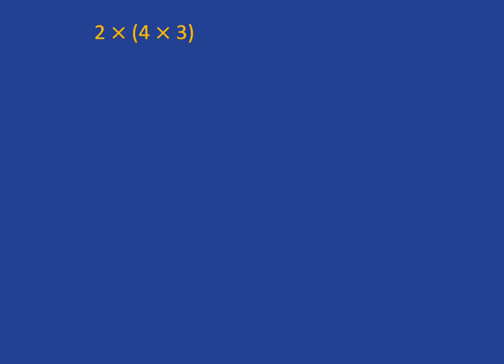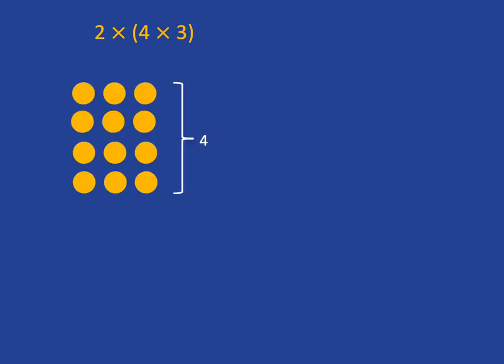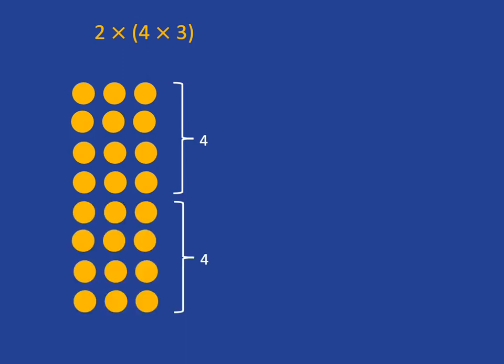2 multiplied by 4 multiplied by 3 can be thought of as follows. We've got 2 lots of 4 multiplied by 3. Well, 4 multiplied by 3 looks like that. We've got 4 lots of 3. Now we've got 2 of these 4 lots of 3. So we've got this one and we've got another one. So 2 lots of 4 multiplied by 3 looks like this.